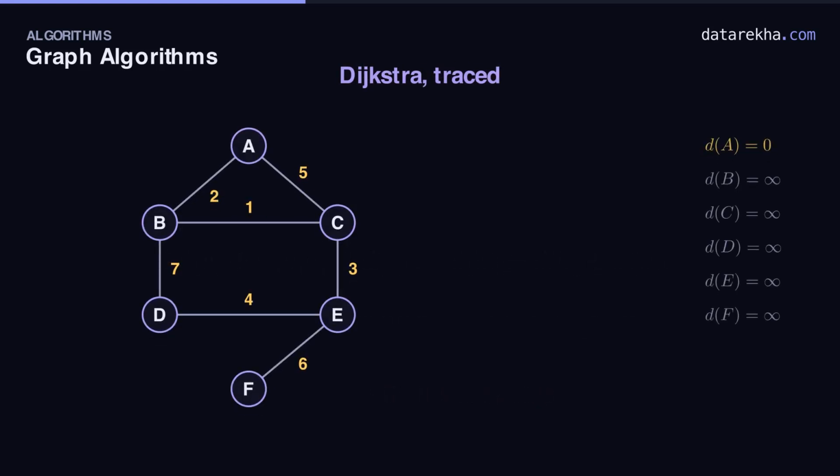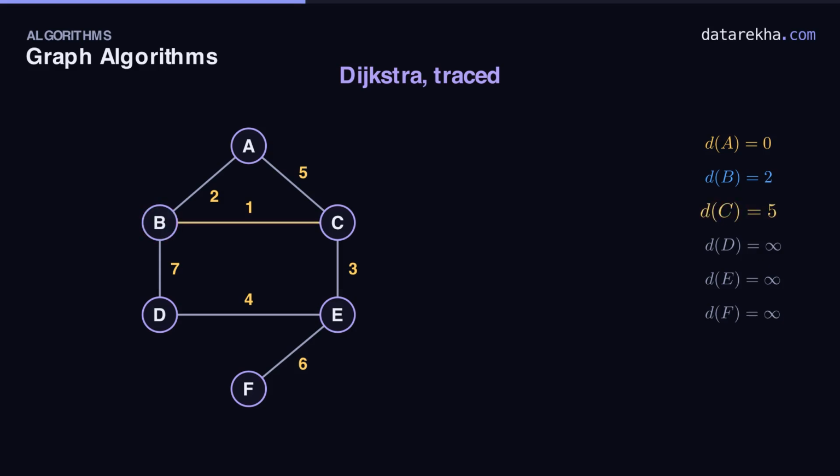Let's run it from A. Every distance starts at infinity, except A at 0. Watch the table on the right update as the graph settles, vertex by vertex. Smallest unvisited distance is A at 0. Settle it. Color it green, it's done. Now relax A's edges. A to B costs 2, so B's distance becomes 2. A to C costs 5, so C becomes 5.